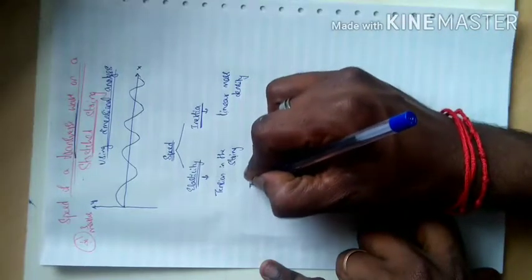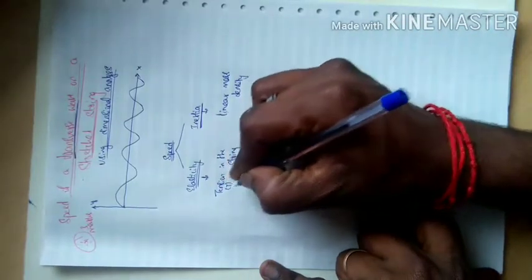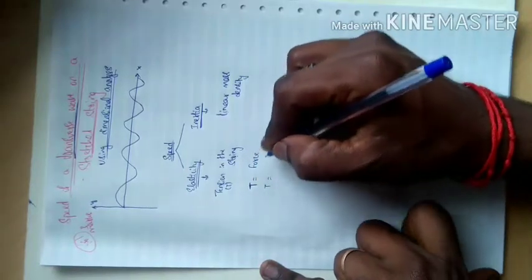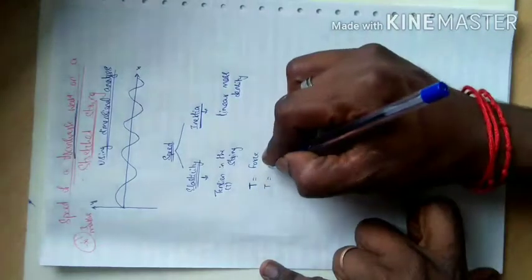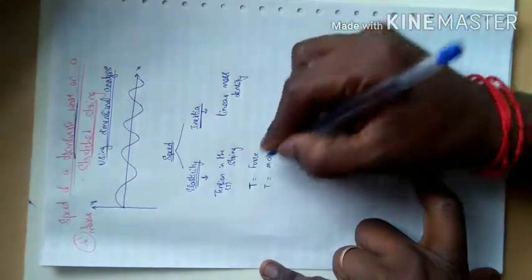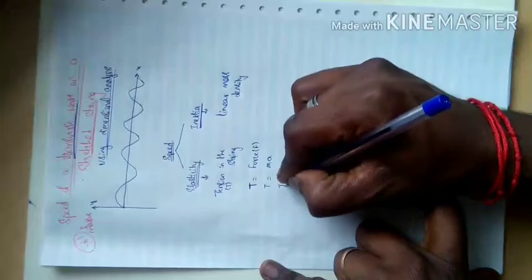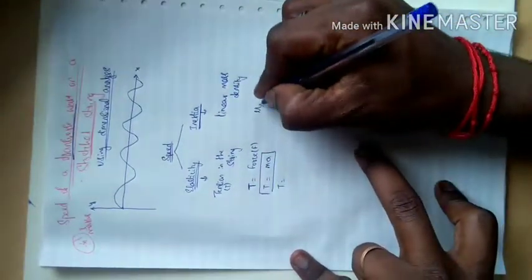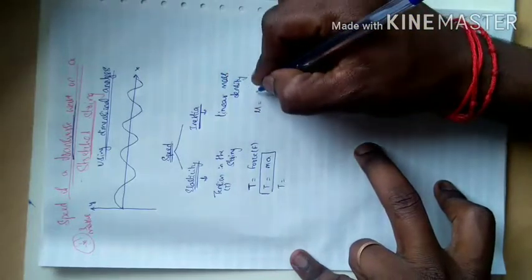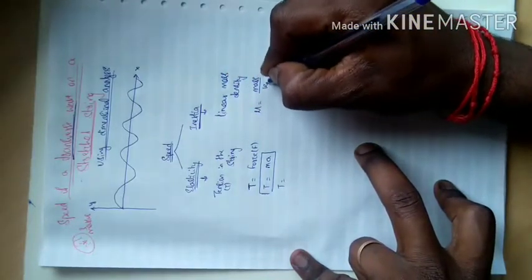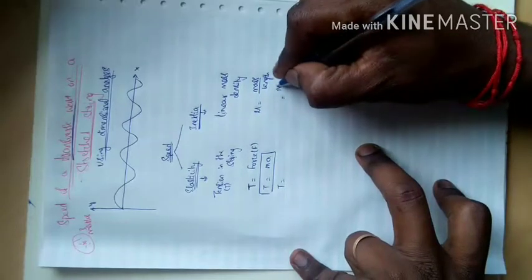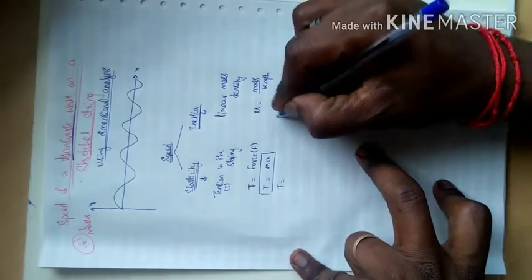We know that tension, denoted by T, has the dimension of force. Tension is nothing but force. Force is nothing but what? According to Newton's second law, F is equal to ma, and T is equal to ma. This is the formula for tension. And for linear mass density, I am denoting it as mu. It is defined as mass by length, having only one dimension in length. I can write it as m by L. This is the formula for this.